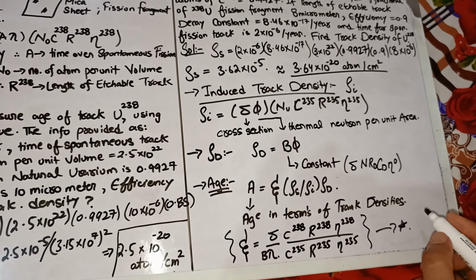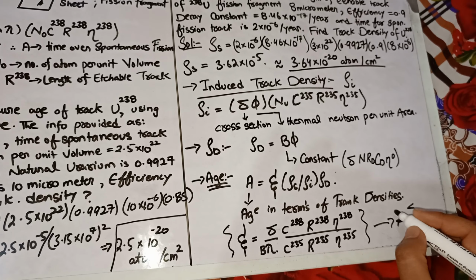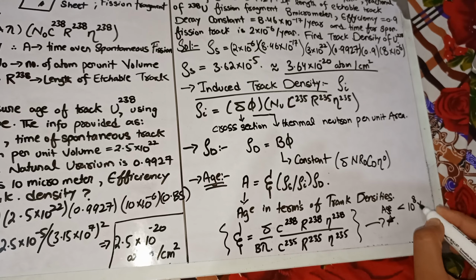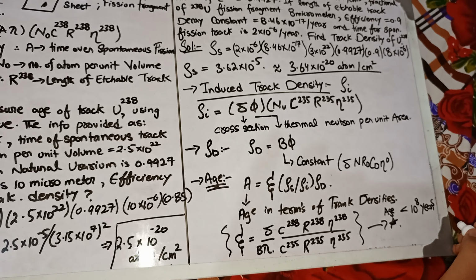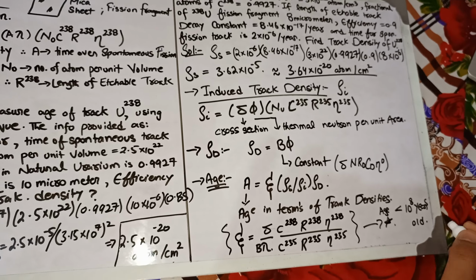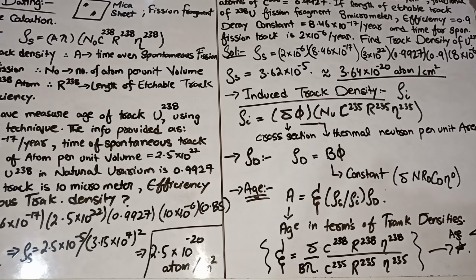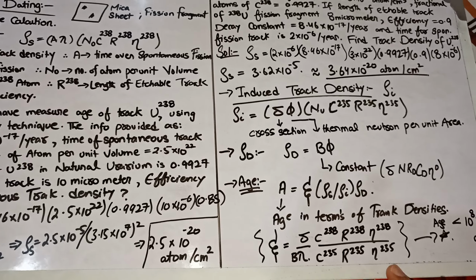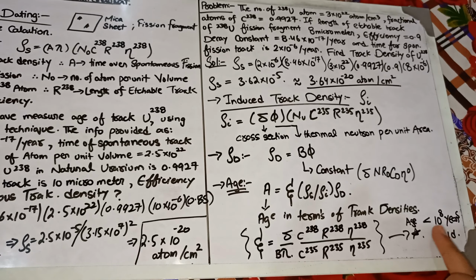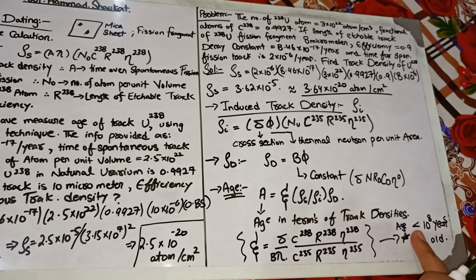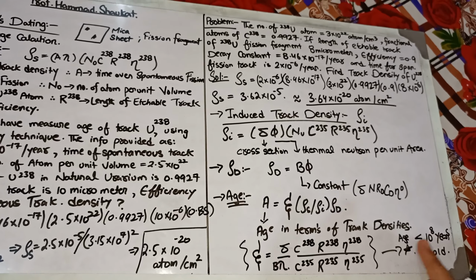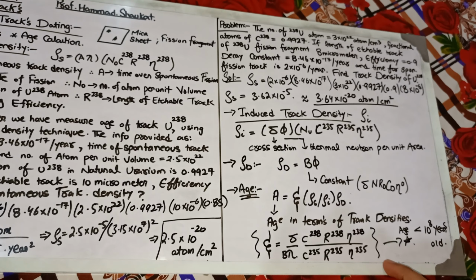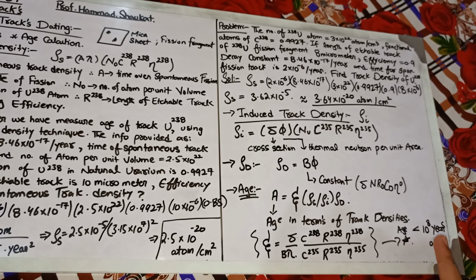And the age must be below 10 raised to the power 8 years old. So this is how you can find the age of any sample by knowing these constants and the ratio. The age must be below 10 raised to the power 8. If the age is greater than 10 raised to the power 8, you cannot find it with this relation. So this relation is valid for calculating ages below 10 raised to the power 8 years.